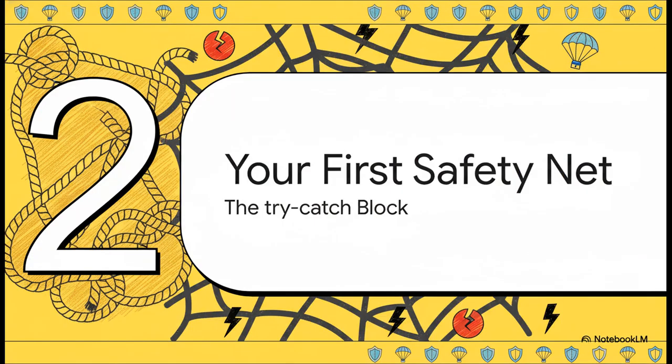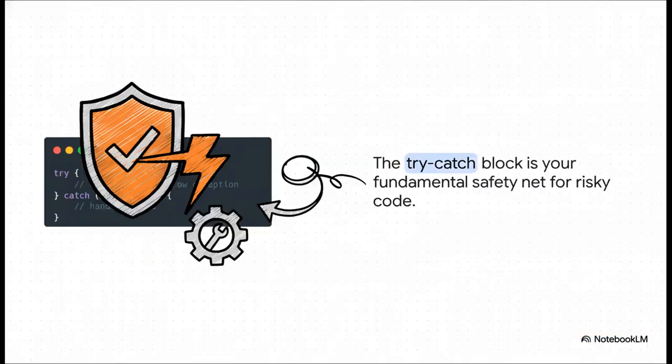Okay, enough about the problem, right? Let's start building the solution. We're going to start putting together our exception handling toolkit, and we'll begin with the most fundamental tool of all, your first and most important safety net. And here it is, the famous try-catch block.